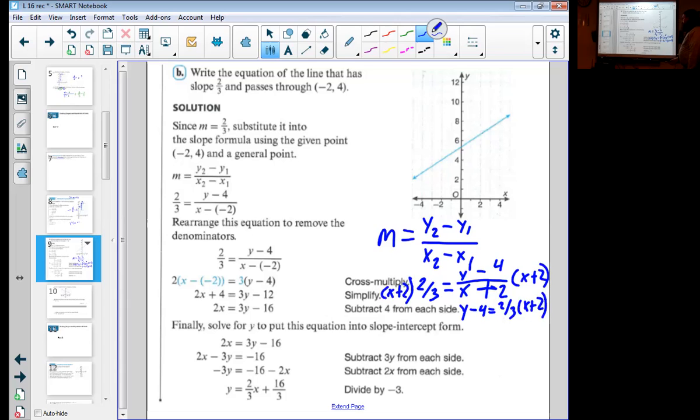And now we can use the distributive property to multiply across here. So we have y minus 4 is equal to 2/3 times x, which is 2/3 x. And then 2/3 times 2 is 4/3. To get rid of a minus 4, we add 4 plus 4. But the y is equal to 2/3 x. Now 4/3 is 1 1/3 plus 4 is 5 and 1/3.